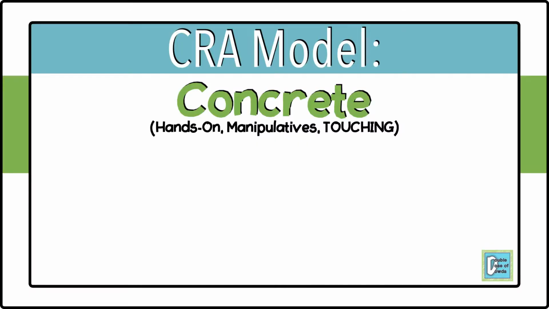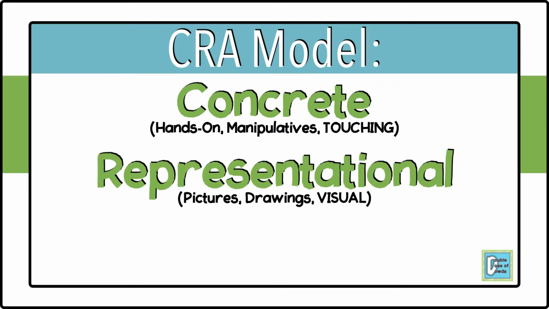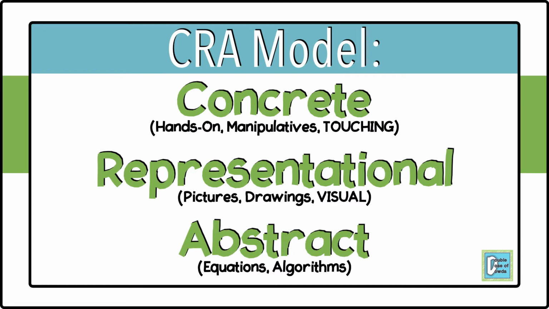The best approach to teaching in math is to use the CRA model. So this idea that we start with concrete, where students have hands-on and manipulative approaches to doing the math by touching it. They move to representational, which is where they rely on pictures and drawings and it becomes visual for them. And then they move to abstract, where they are using strictly equations and algorithms.